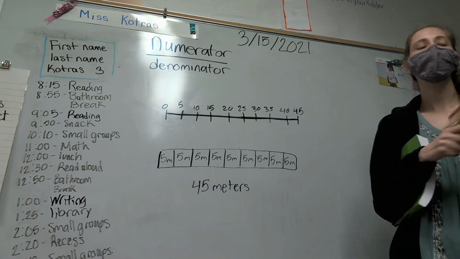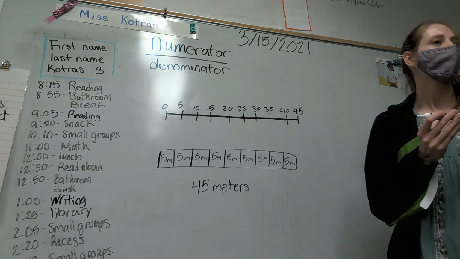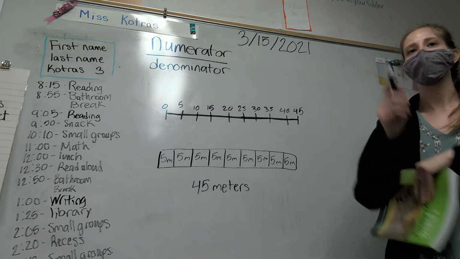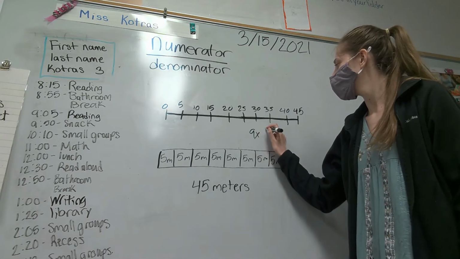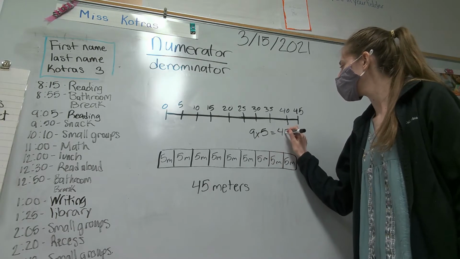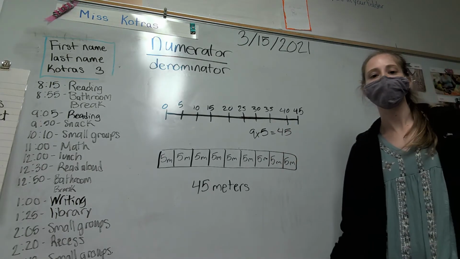What if we wanted to write a multiplication problem for this equation instead? What would our multiplication problem be, Kamiria? 9 times 5 equals 45. Yeah. We could also say 9 times 5 equals 45.